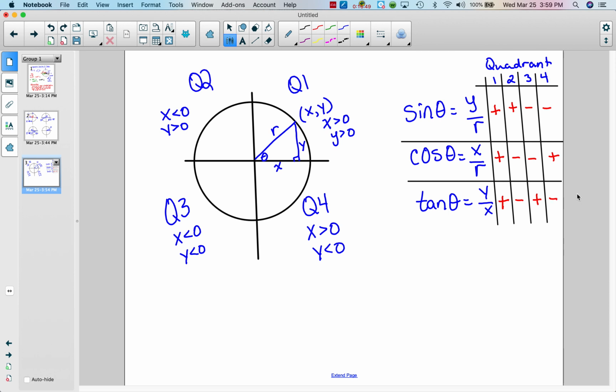So notice that all of them are positive in quadrant 1. In quadrant 2, only sine is positive. In quadrant 3, only tangent is positive. And in quadrant 4, only cosine is positive. So this is where they're positive. So just remember where they're positive. If they're not positive, then we know they're negative.